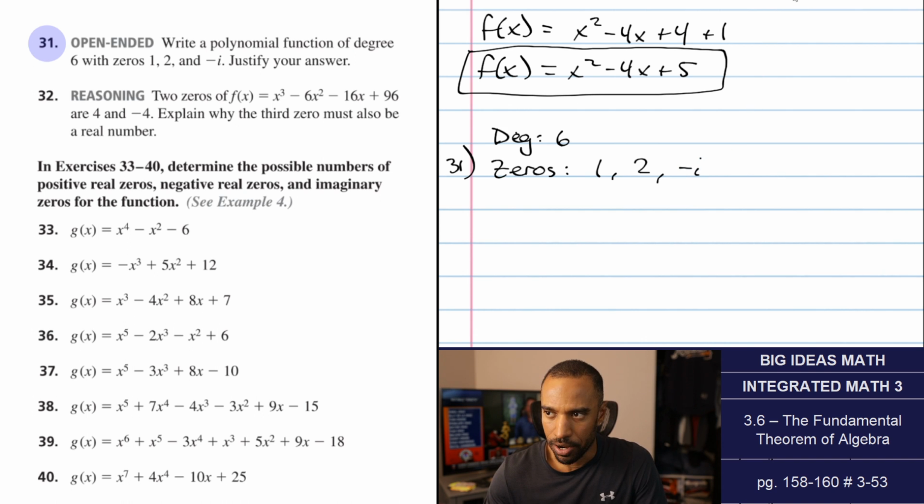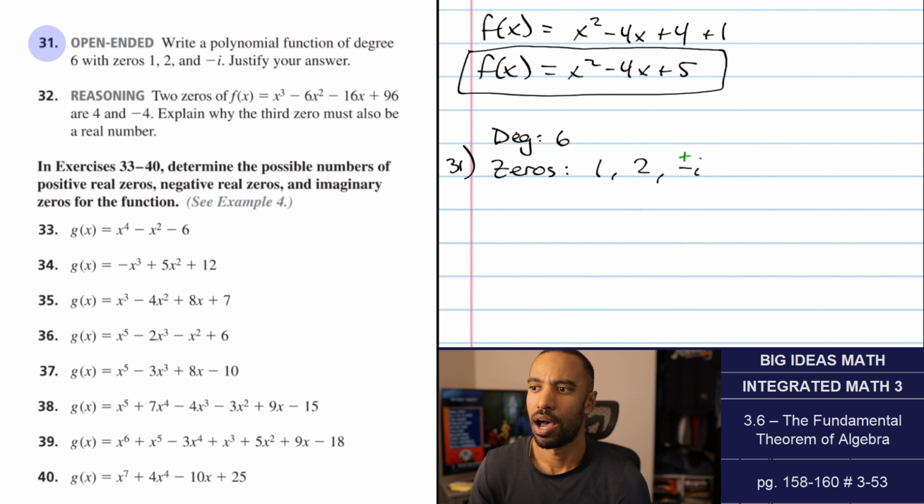Now, a required thing we'll need is a positive i, right? That leaves us with a degree of 4. If we want to get a degree of 6, and these are the only zeros we can have, maybe we can give this one a multiplicity of 2 and this a multiplicity of 2. That's an option. We could give this a multiplicity of 3 and a multiplicity of 1. It's your choice when you do that.